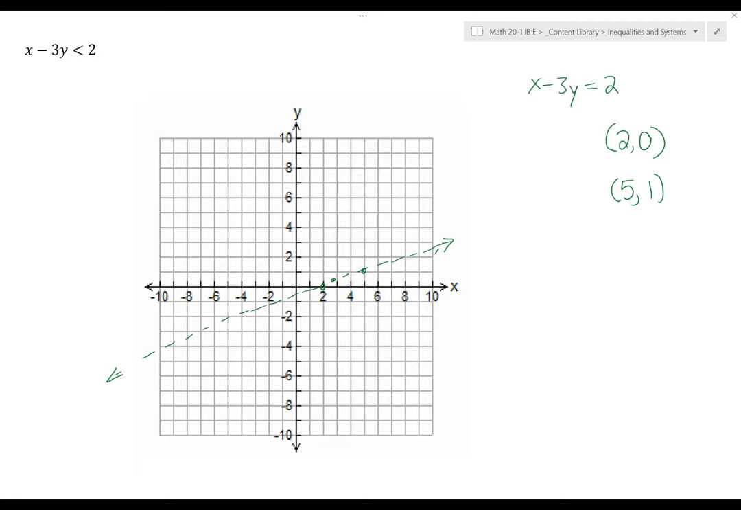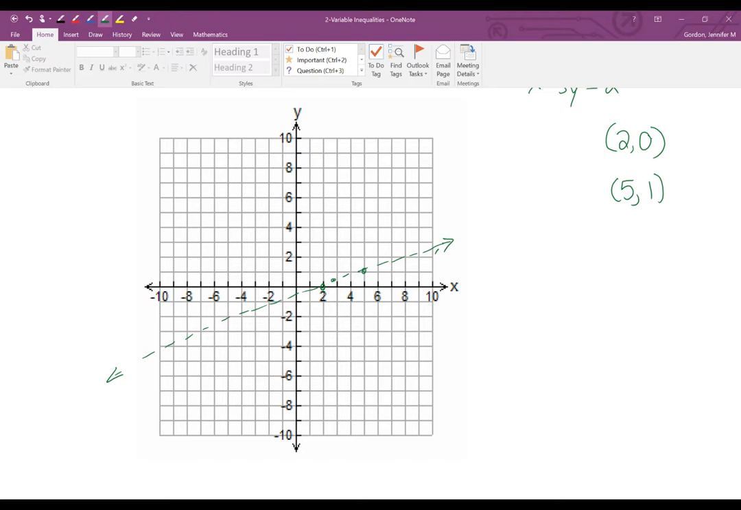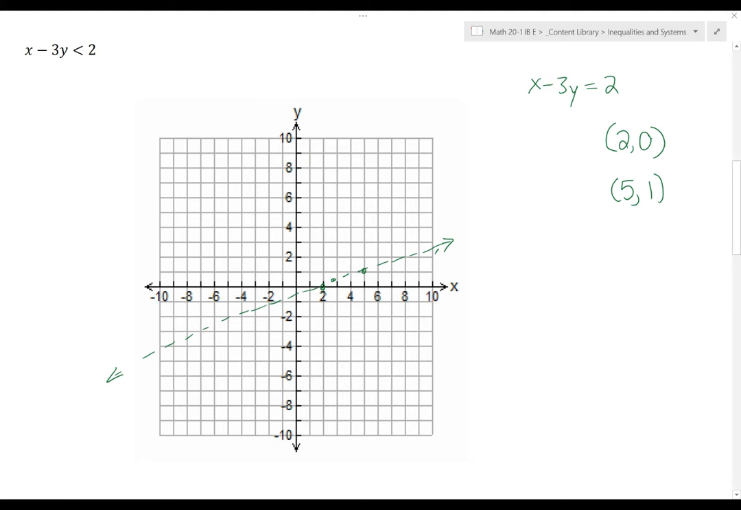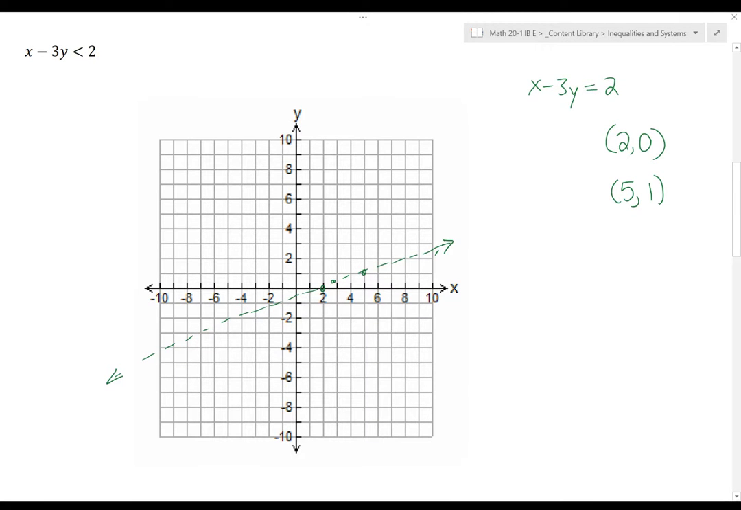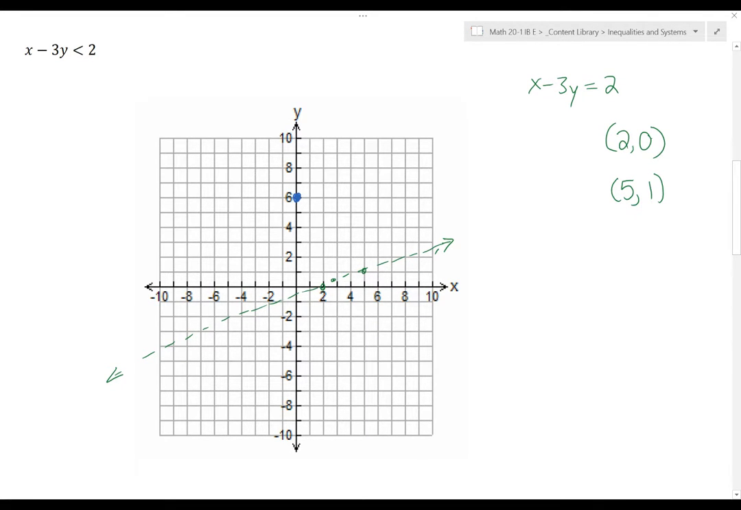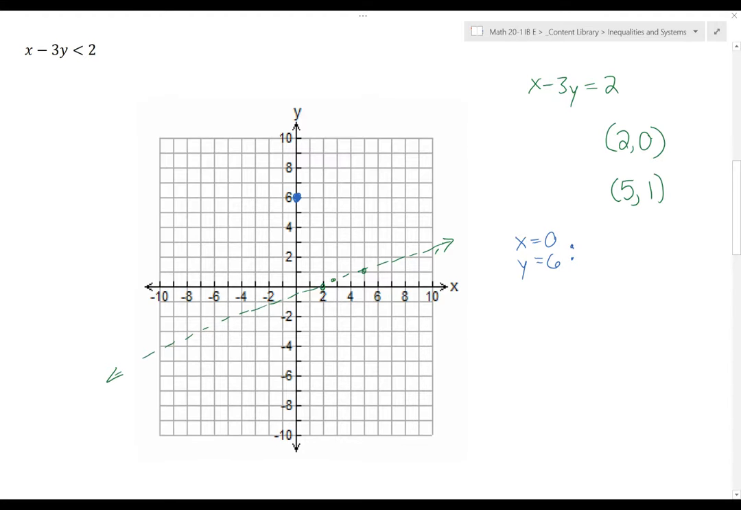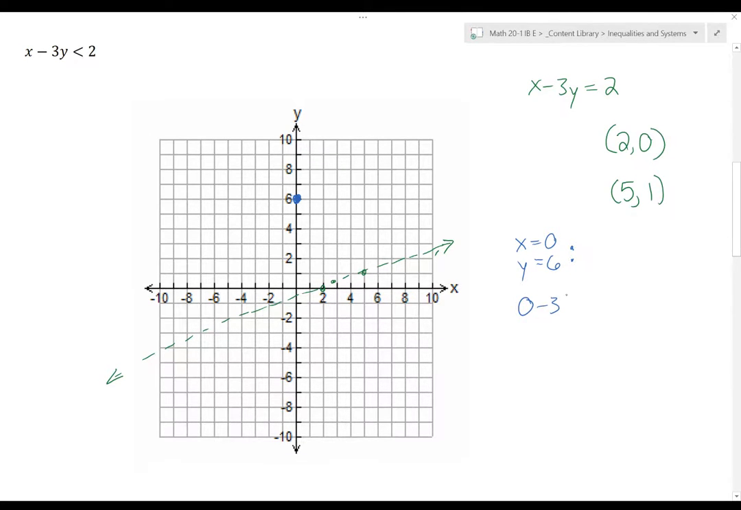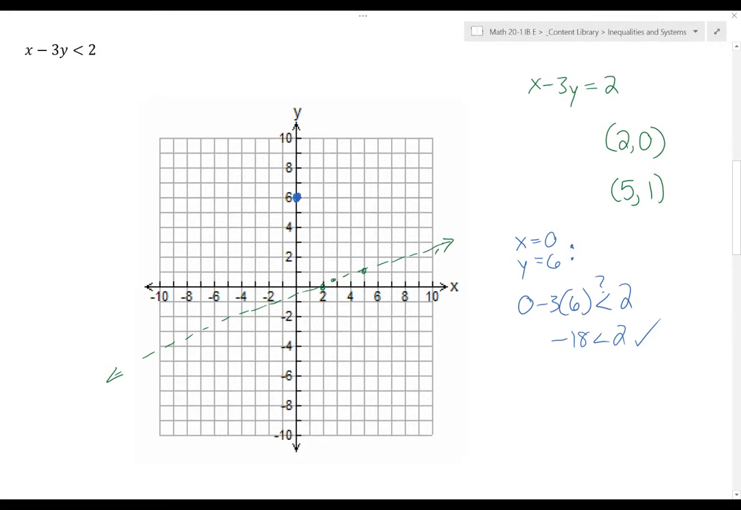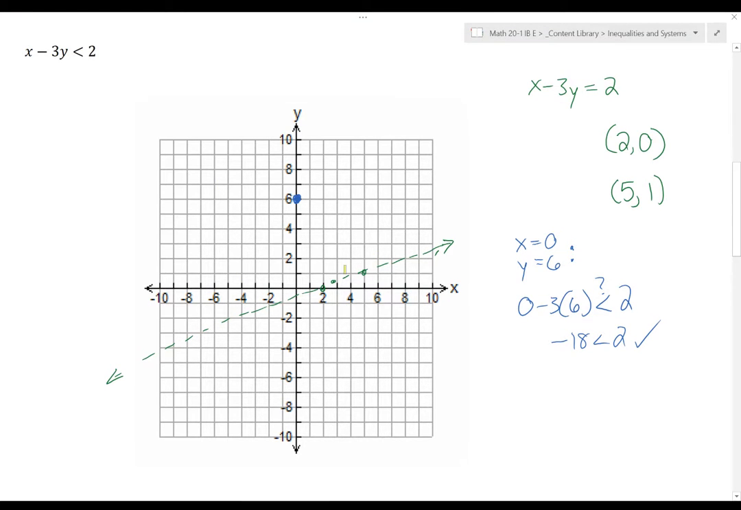So I can rearrange the inequality, or I can just pick points and test them. I really only need to test 1 point. And if it works, that's the region I shade. And if it doesn't work, I shade the other region. But I will test 1 in each region just to be sure. So let's say I test the point x equals 0, y equals 6. So I say, okay, well, 0 minus 3 times 6, is that less than 2? Well, yeah, negative 18 is less than 2, so that works. So that tells me right away, this is the region I'm going to shade.